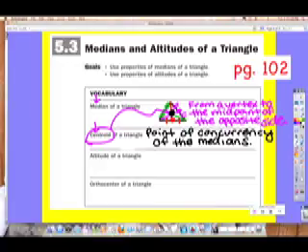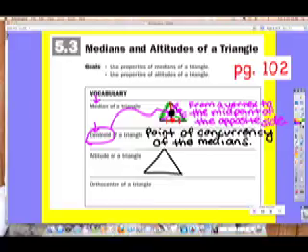Okay, the next new thing, altitude. Let's do the same thing. Let's do another acute triangle. So draw yourself an acute triangle. Make mine a little bit bigger this time. Okay, altitude. When I think of altitude, I think of mountains. When I climb a mountain, I'm going up, right? It's a height. Altitude is the height of something. So this is literally the height of the triangle.